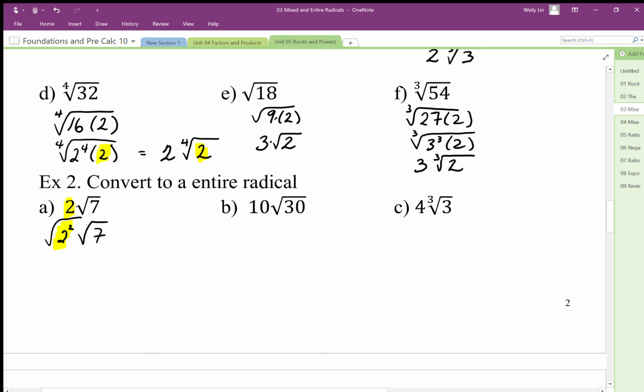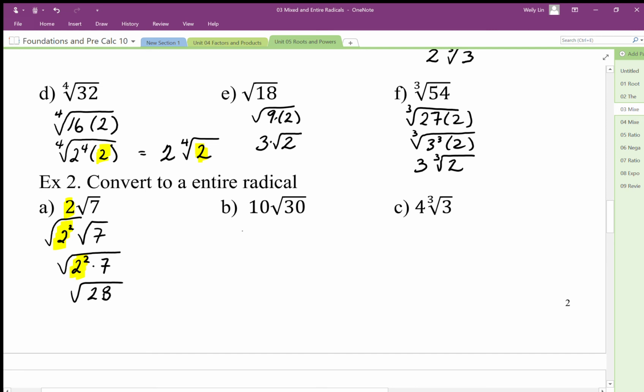Now, since they are the same index here, we can put them all under the one radical. We don't have to show this step necessarily. I just want to show what's going on. We're basically putting the 2 into the square root by squaring it, and then working that out, we end up with 2 squared is 4 times 7, and I end up with square root 28 as my entire radical.